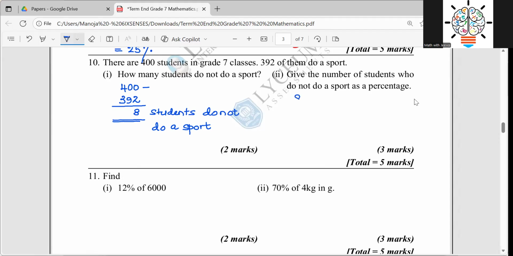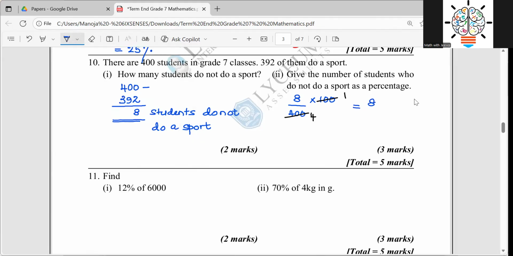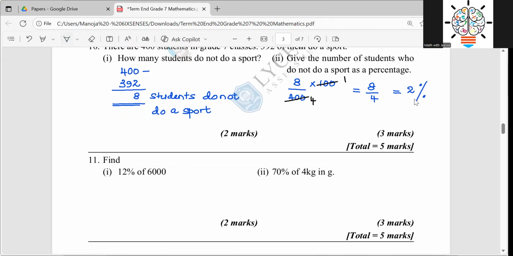So then 8 students are not doing sports out of what? Out of 400. And you want to write this as a percentage. Therefore, you multiply this by 100. And you can easily simplify this, 100 times 1 and 100 times 4. And then you can write 8 over 4. Final answer is 2%. Right? So then we will move to the next one.